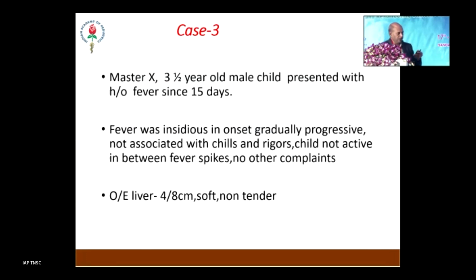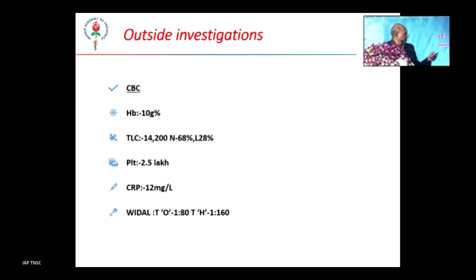Last case, I'll finish it in 5 minutes. This is a 3.5-year-old male child presented with fever for 15 days. Fever was insidious in onset, gradually progressive, not associated with chills, and dry. The child was not active in between the fevers, had no other complaints, and had a non-tender hepatomegaly.